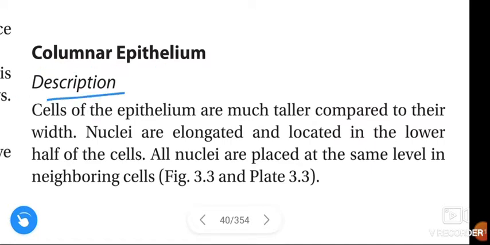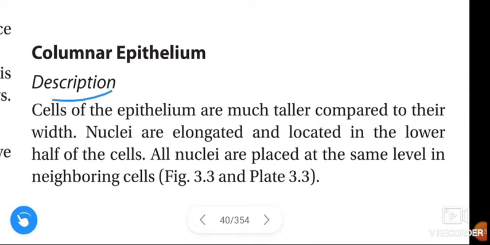First, description. The cells of the epithelium are much taller compared to their width. Nuclei are elongated and located in the lower half of the cells. All nuclei are placed at the same level in neighboring cells.